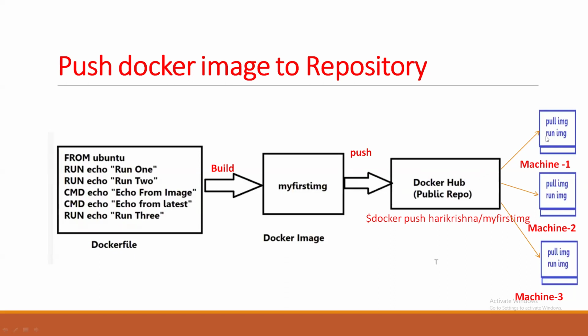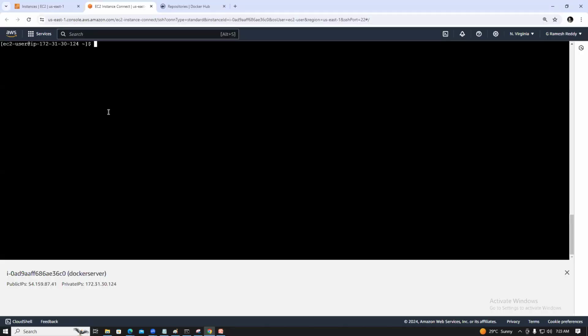Then you can pull it, something like this is the dev environment, this is the production environment, this is the QA environment. So we can push this image to a number of environments, right guys? Yes, so we'll do it. How we can push the Docker image to the repository.